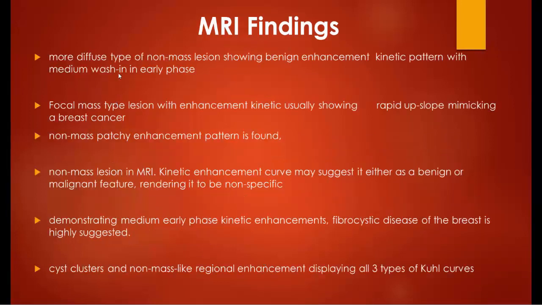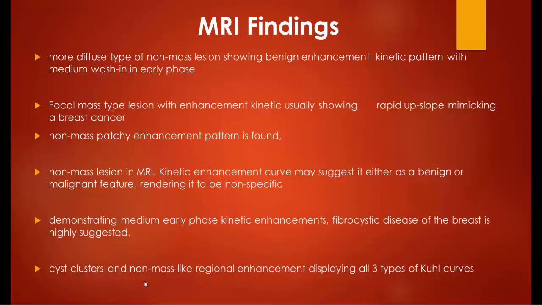MR finding more diffuse type of non-mass lesion showing benign enhancement, kinetic pattern with medium wash in early phase, focal mass type lesion with enhancement, kinetic usually show a rapid upslope mimicking a breast cancer. Non-mass patchy enhancement pattern is found. Non-mass in MRI kinetic enhancement curve may suggest it either as benign or malignant feature, rendering it non-specific. Demonstrating medium early phase kinetic enhancement, fibrocystic disease of the breast highly suggested.